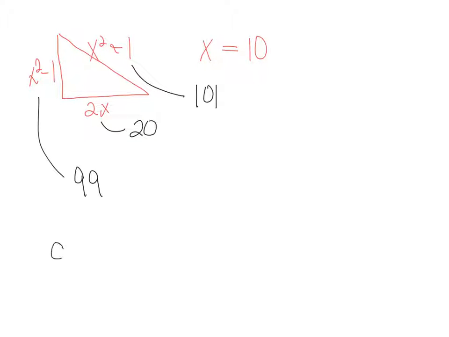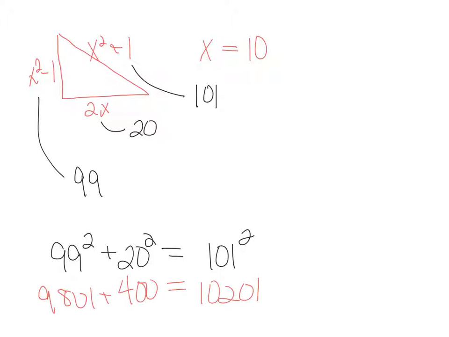So a squared plus b squared should in fact equal c squared. Okay, hold on a second. I don't know those squares at all. 99 squared is 9,801, 20 squared is 400, and 101 squared is 10,201. If we add these together, we do in fact get 10,201 does equal 10,201.